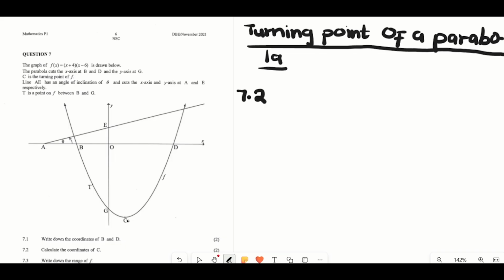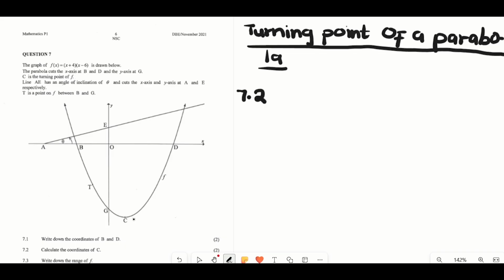Therefore, C is the turning point of this graph. But it's always important to read the full statement you're given to know the information you have. They're saying the graph of f(x) = (x + 4)(x - 6) is drawn below, and the parabola cuts the x-axis at B and D. So they've given us that B and D are the x-intercepts, and the y-axis at G. So the y-intercept is G.